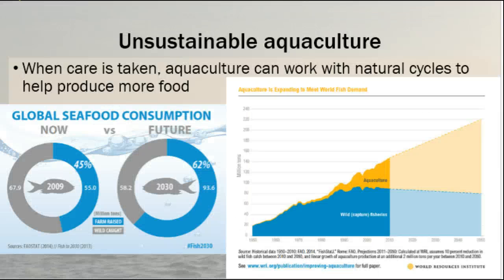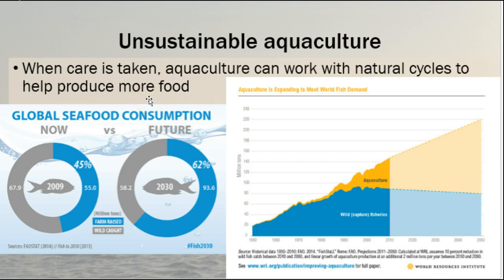Another issue with fisheries is aquaculture. So aquaculture is fish farming, and it can actually work very well, and you can produce a lot more food this way. So this is one way we're looking at to feed a growing human population, is having more aquaculture. In the case of something like an oyster, aquaculture could even improve water quality because oysters filter out seawater naturally. So they can filter out nutrients and things like that.